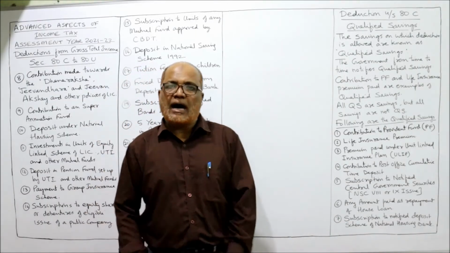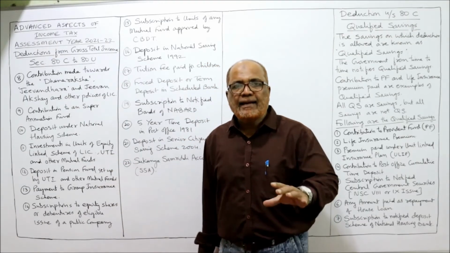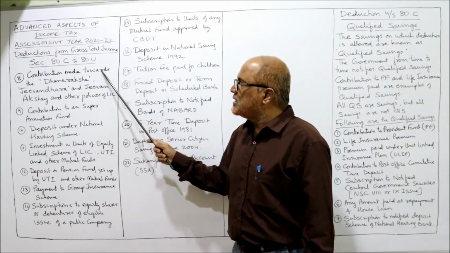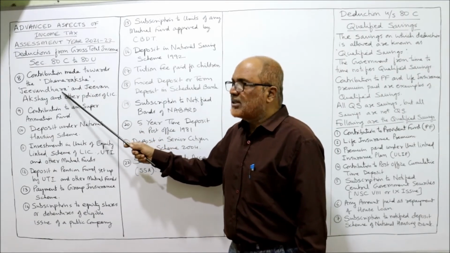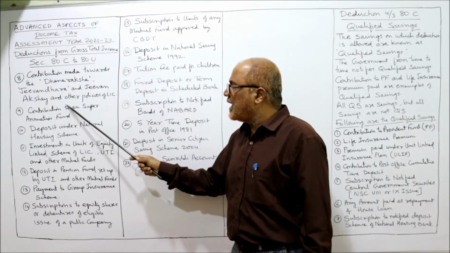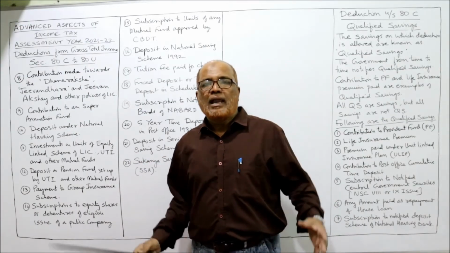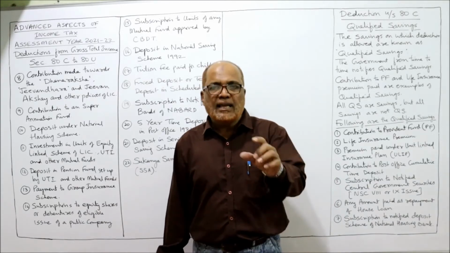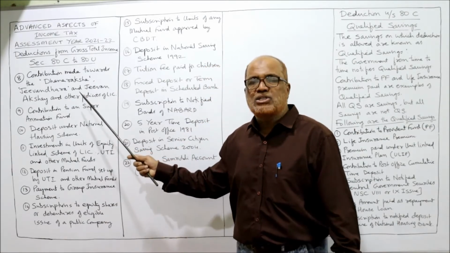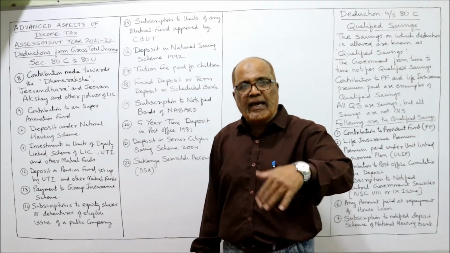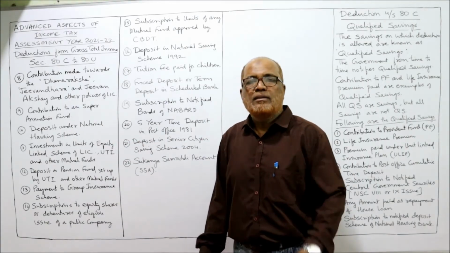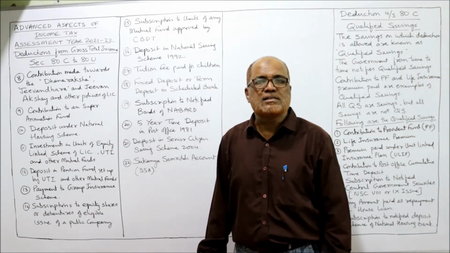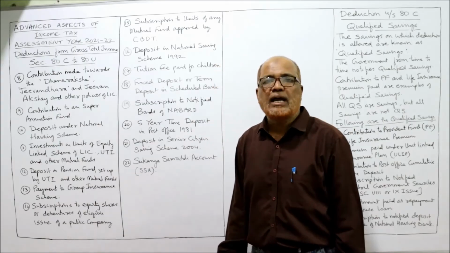The continuation. After 7, the 8th one. The 8th example of this qualified saving is contribution made towards Dhanaraksha, Jeevan Dhara and Jeevan Akshay and any other policies of LIC. Life Insurance Corporation has started different types of policies. The names of the policies are Jeevan Dhara, Jeevan Akshay, Dhanaraksha, etc. or any other such type of policies. Then amount contributed or deposited in those policies will qualify for deduction under section 80C.